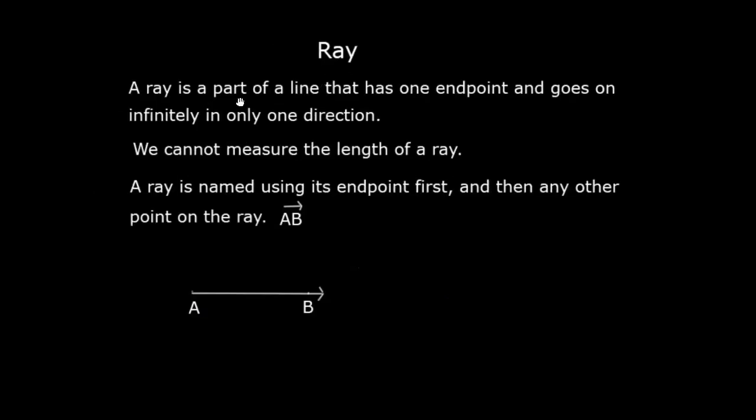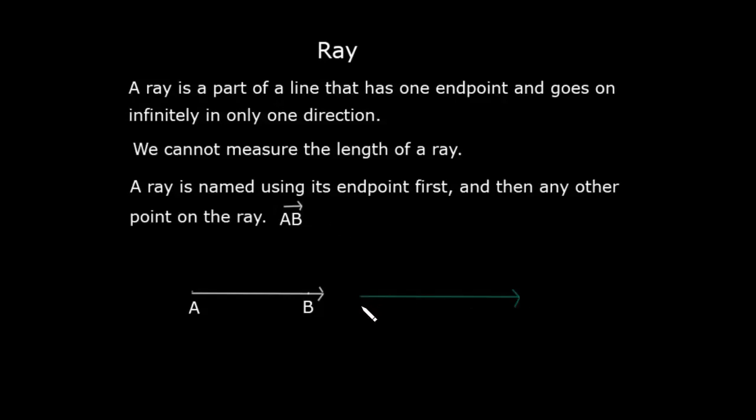Ray. A ray is a part of a line that has one endpoint and goes on infinitely in one direction. Like this is also a part of a line, but it has one fixed point and it is moving towards one direction infinitely. Again, we cannot measure the length of a ray. A ray is named using its endpoint first and then any other point on the ray. Like its fixed endpoint is A, so we write the name as AB and we put a line with one side arrow like this.